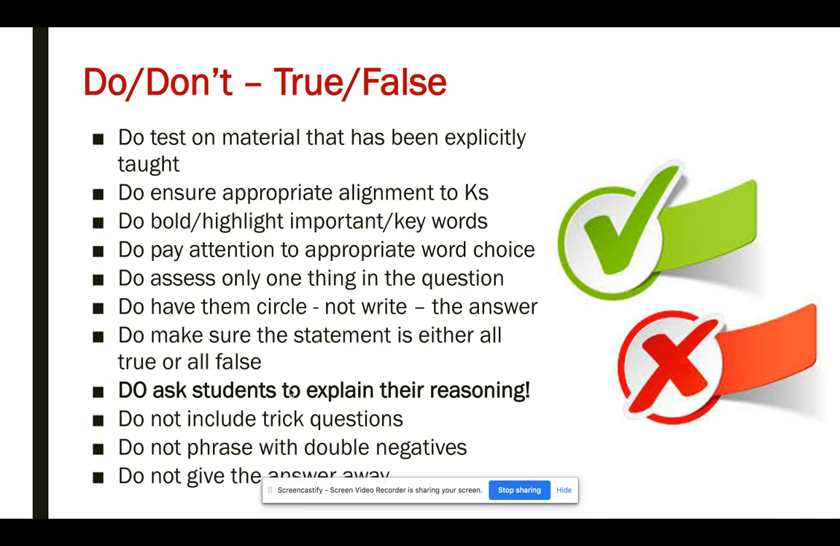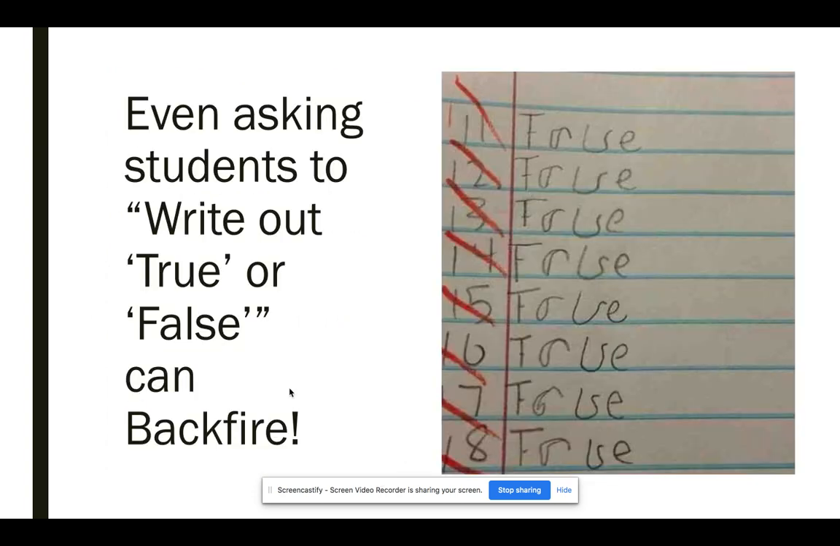Okay, so bottom line, true false, all true or all false, and ask students to explain their reasoning. Make sure they circle, not write, because even asking students to write out true or false can backfire. I don't know if you can see by looking at that, you could say either of those is everything that's written there. It's true and false both. Can you see the true? True is easier to see, I think, than you're like, oh wait, that's also false.